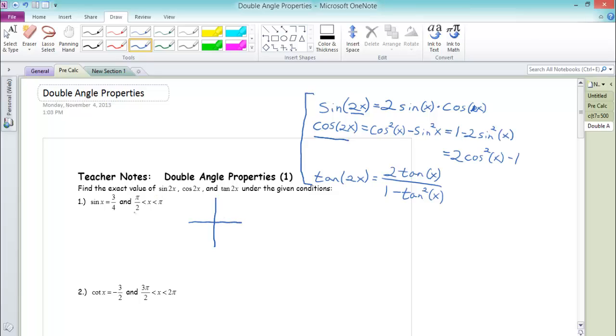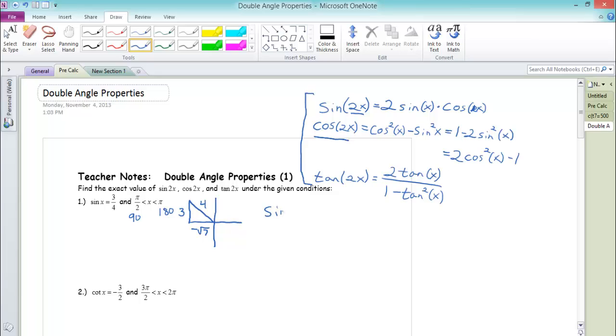Now, pi over 2 is 90 degrees, and pi is 180. So I know that my triangle is going to be in the second quadrant, or over here. So I'm going to go ahead and draw my triangle, and sine is opposite over hypotenuse. And if I know my Pythagorean identity, I can figure out that this is negative square root of 7 down here on the x-axis. Okay, so now that I have that, why don't we dive into finding what the sine of 2x is.